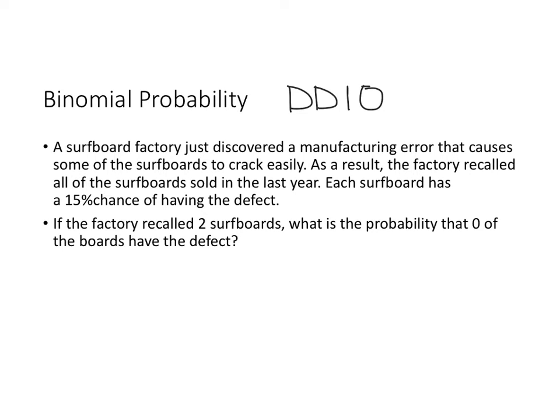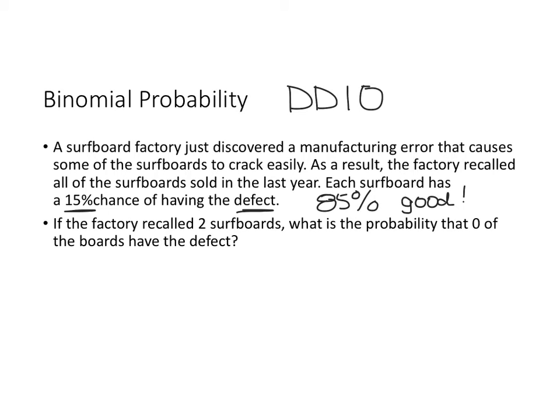So in this case, the surfboard factory just discovered a manufacturing error that causes some of the surfboards to crack easily. As a result, the factory recalled all of the surfboards sold in the last week. Each surfboard has a 15% chance of having a defect, which means there's an 85% chance that it is good and not defective. There's your success and failure. If the factory recalled 2 surfboards, what is the probability that 0 of the boards have the defect?